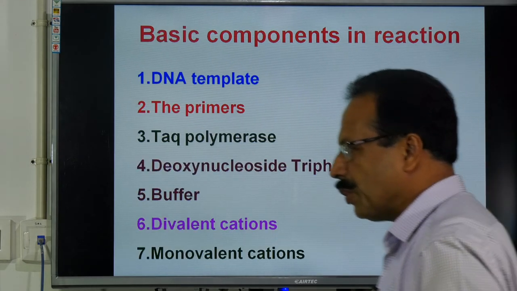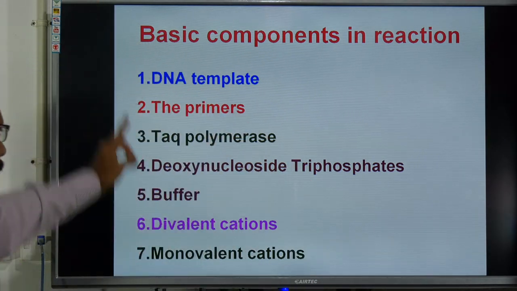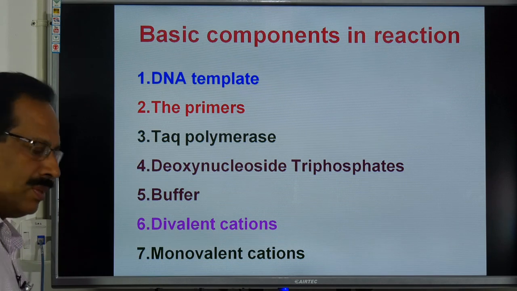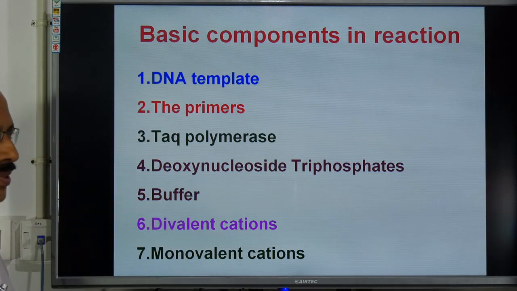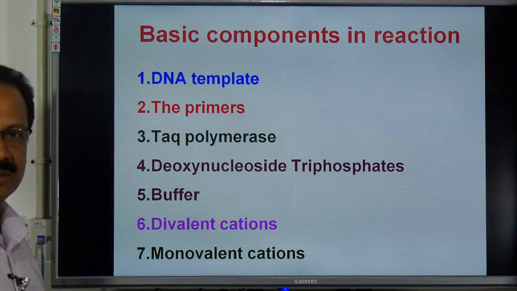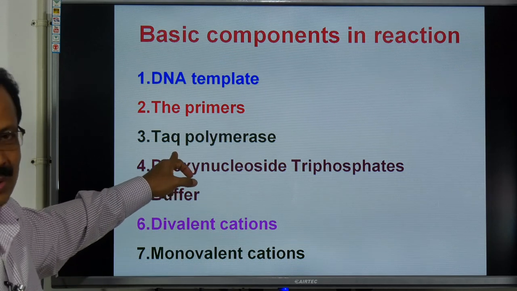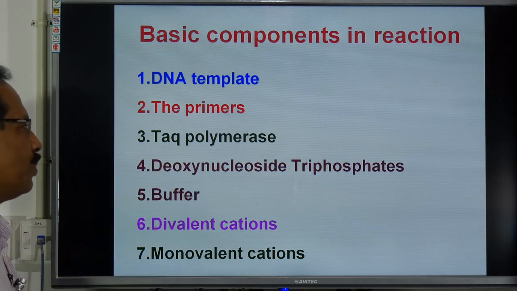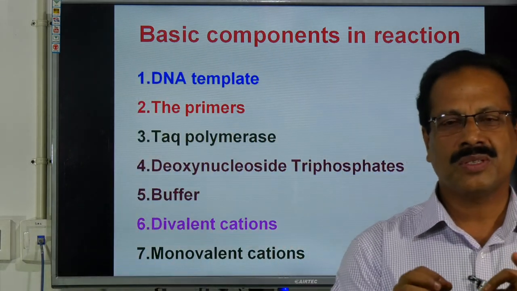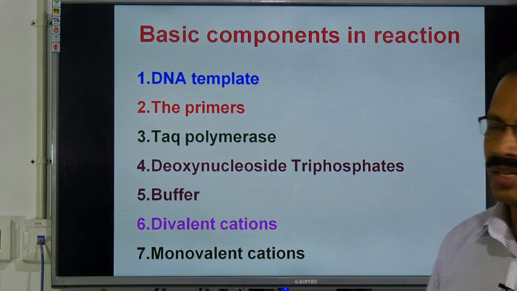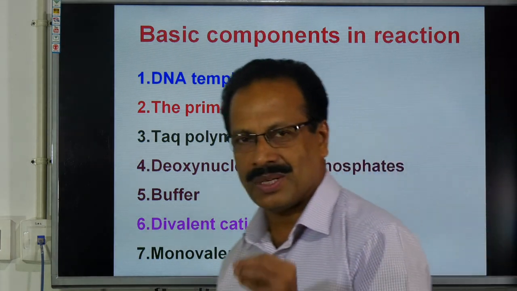Then, what are the components needed for a PCR reaction? These are the components you need in a PCR mixture. This DNA template is needed, of course, that is an essential thing. Then the primers for making the double-stranded ends. Then Taq polymerase, the enzyme doing the job. Deoxynucleotide triphosphates, that is the building blocks by which the DNA molecules are produced. Then buffer, that is most important for each and every enzyme reaction, you know that.